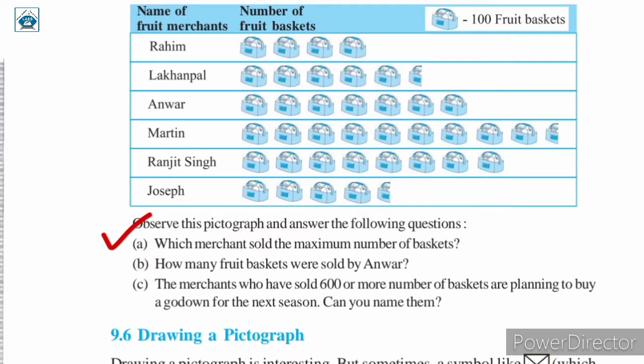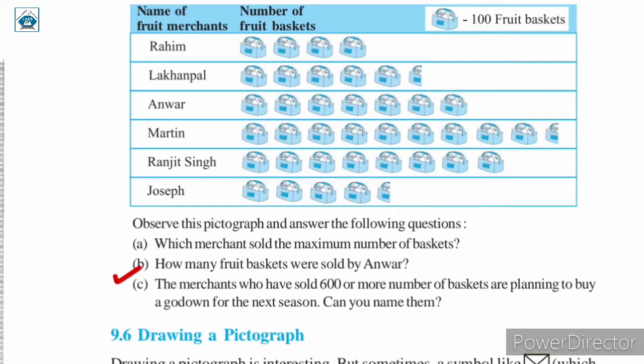Observe this pictograph and answer the following questions. A. Which merchant sold the maximum number of fruit baskets? Now from this pictograph, it is easily understood that Martin sold the maximum number of baskets. Now here in the row of Martin, we have the maximum number of pictures. बाकी सारे rows में ये जो pictures है वो Martin की row के comparison में less है. Therefore, Martin sold the maximum number of fruit baskets.